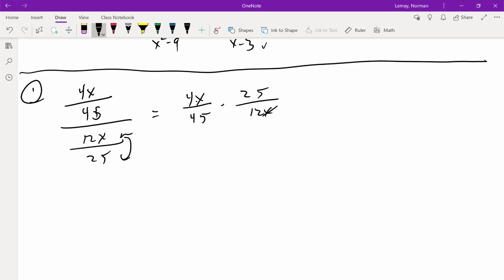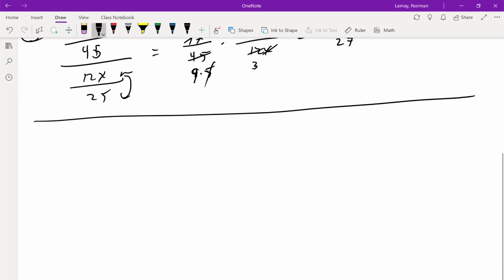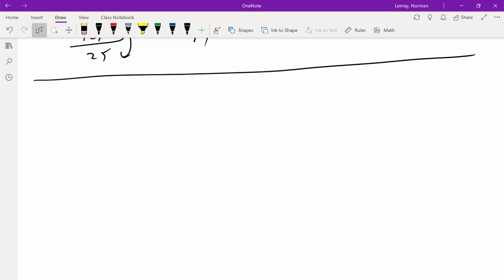So notice that x cancels with x. 4 goes into 12 3 times. Notice there's a 5 here. 45 is 9 times 5, and 25 is 5 times 5. So the 5s will cancel out. So let's just observe. Up top, I'm left with nothing but a 5. And down here on the bottom, 9 times 3, I end up with 27. So that's it. So that whole thing simplifies to something very nice.